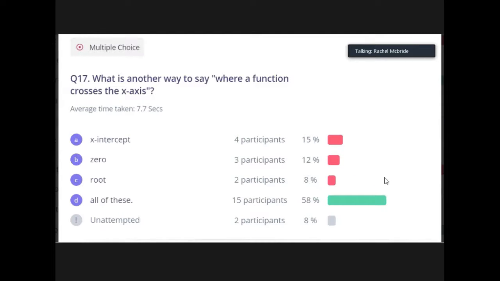A what? No. You like that 8% unattempted?